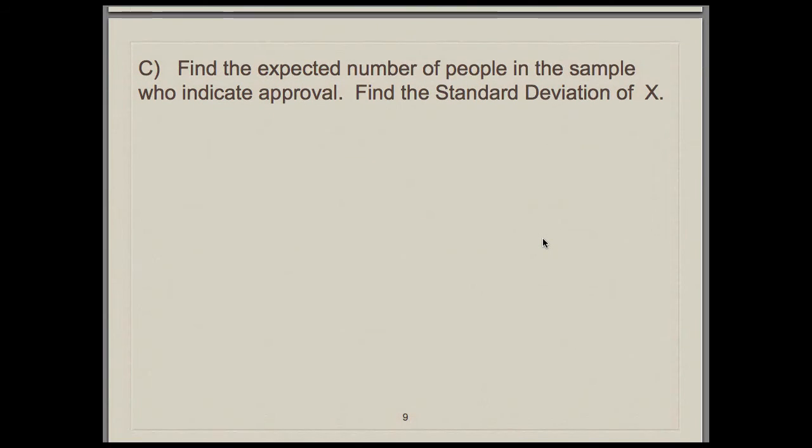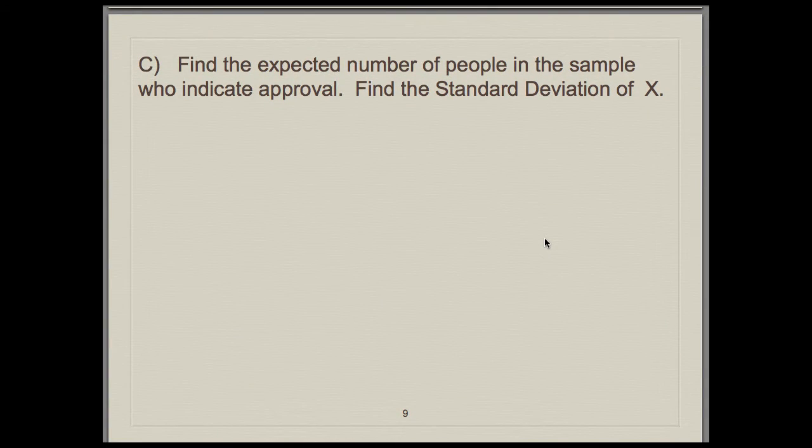So let's look at the last one. So now we're asked to determine the expected number of people in the sample who would indicate approval, and then find the standard deviation of that random variable x. Well, there's that phrase again, expected number. And remember, that's how you'll often see it expressed when really what they want you to find is the mean of the random variable. So remember how the formula goes, simply n times p.